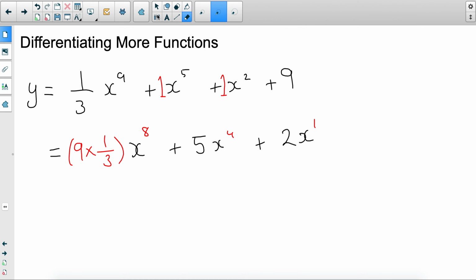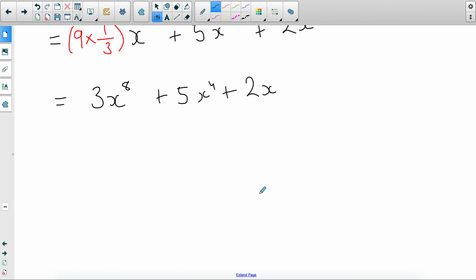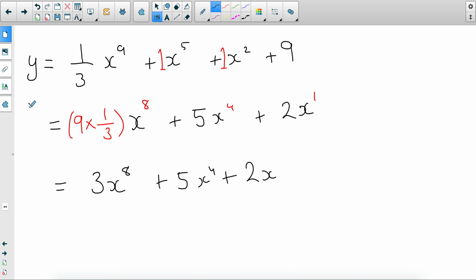So we can simplify the expressions now. 9 times 1 over 3 is the same as taking a third of 9, or just saying 9 divided by 3, because 9 times 1 will be 9 over 3, which simplifies to 3. So that's 3 x to the power of 8 plus 5 x to the power of 4 plus 2x. I don't need to write the power of 1 there. So that's you differentiating the function. So again, remember that the questions could say find dy by dx. It could say find y prime. It could say differentiate, find the derivative, find the gradient function, and so on.